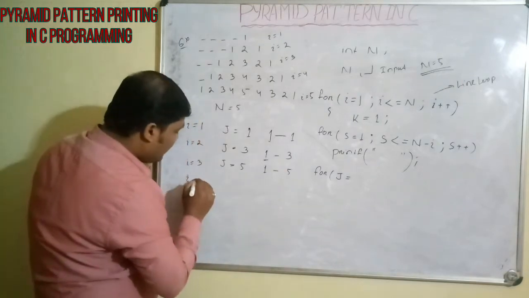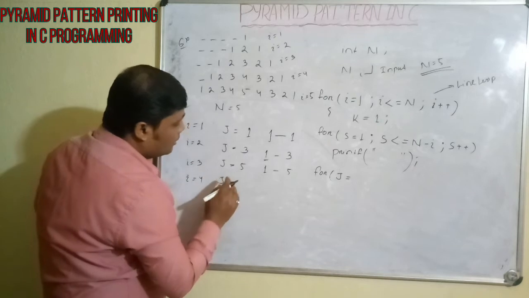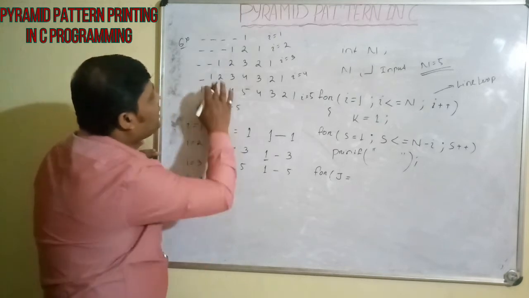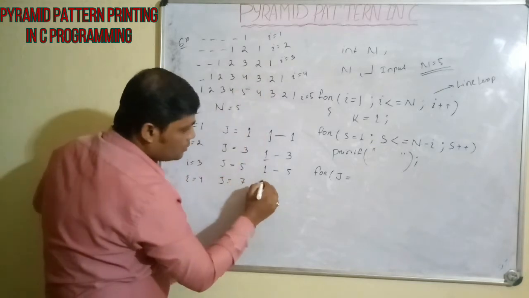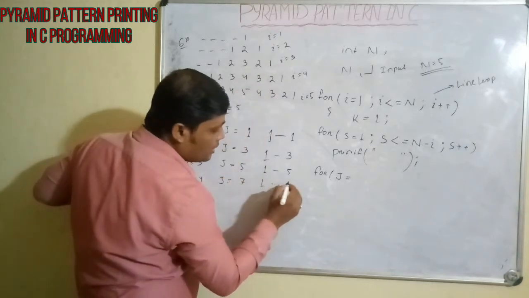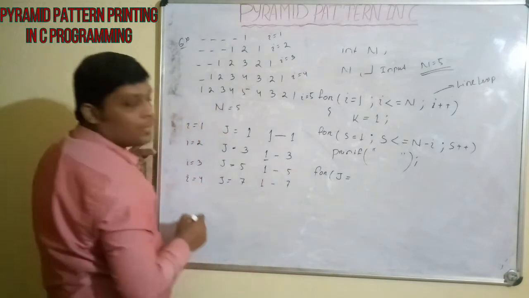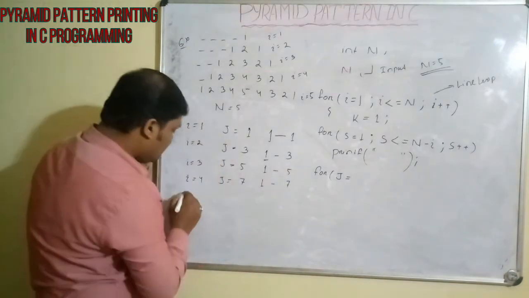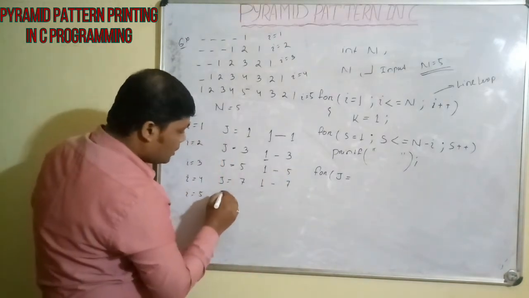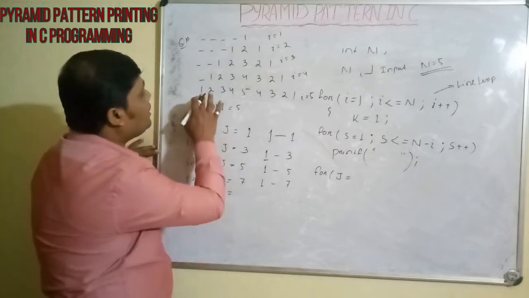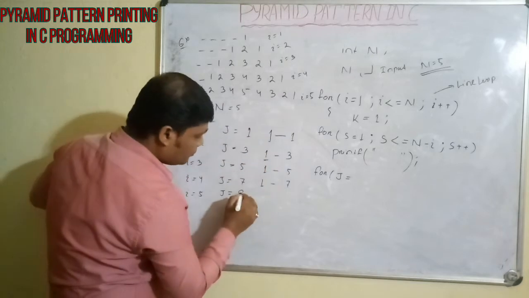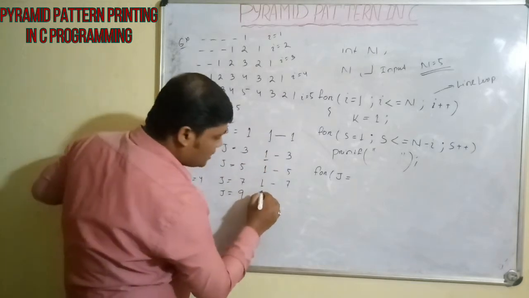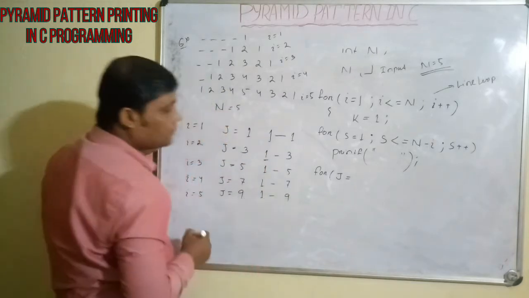Clear? Then i equal to 4. How many numbers are we printing? 1, 2, 3, 4, 5, 6, 7. So if j starts from 1, j should continue up to 7. Next, when i equals 5, j continues how many times? This is 1 to 9. If it starts from 1, it should end with 9.